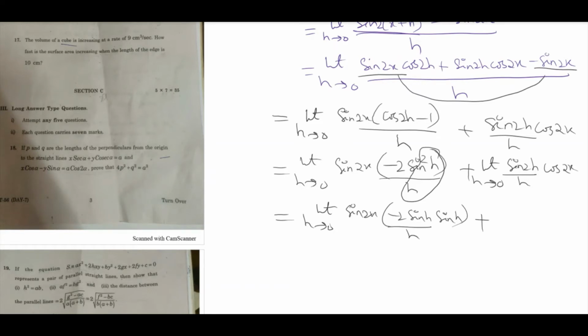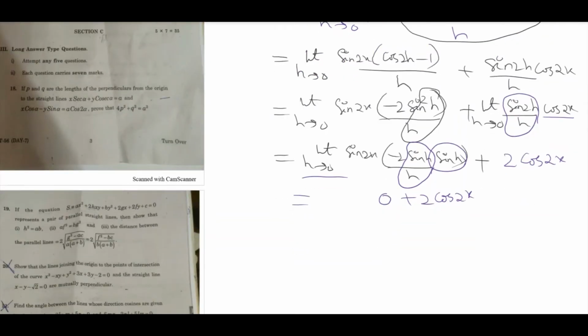plus limit h tends to 0 sine 2h by h equals 2, so this is cos 2x here. That equals, sine h by h becomes 1, and applying limit h tends to 0 it becomes 0, so this is 0 plus 2 cos 2x. So the differentiation of sine 2x equals what we get is cos 2x into 2, which is 2 cos 2x.